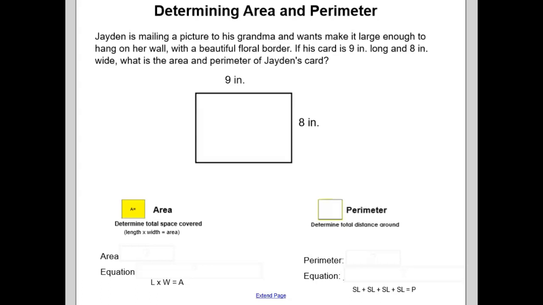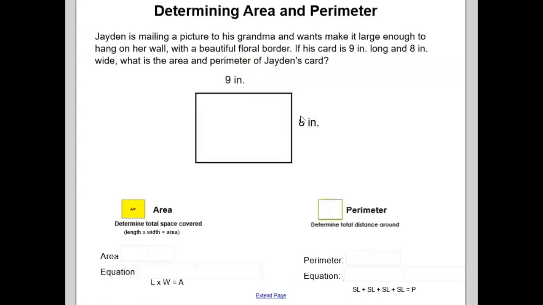Okay, would you please pause the video and determine the area of this scenario? Let's read it together first. Jaden is mailing a picture to his grandma and wants to make it large enough to hang on her wall with a beautiful floral border. If his card is 9 inches long and 8 inches wide, what is the area and perimeter of Jaden's card? So you know just with 2 side lengths, you can determine both the area and perimeter.